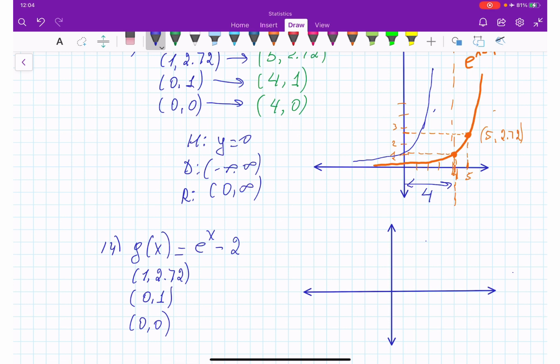So we are changing now y by negative 2. So 2.72 minus 2, it's going to be 0.72. 1 minus 2, it's going to be negative 1. And this one is going to be 0 and negative 2.